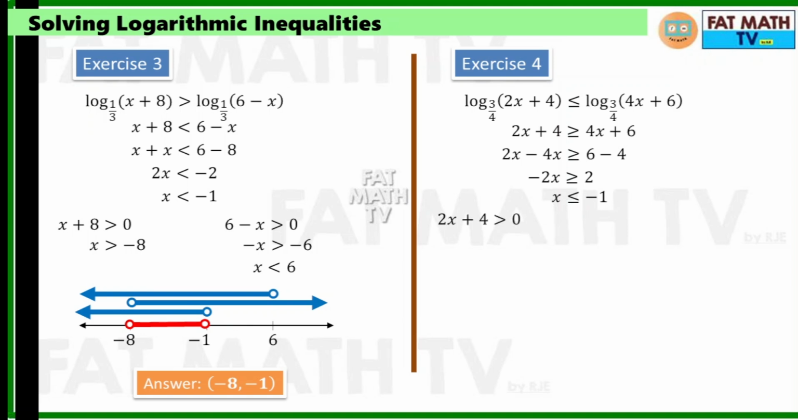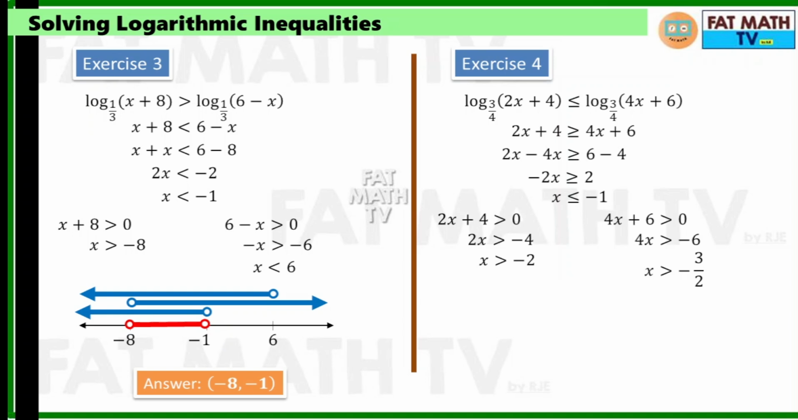2x plus 4 should be greater than 0. 2x should be greater than negative 4. Divide both sides by 2. x is greater than negative 2. 4x plus 6 greater than 0. 4x is greater than negative 6. x is greater than negative 6/4 or negative 3/2.